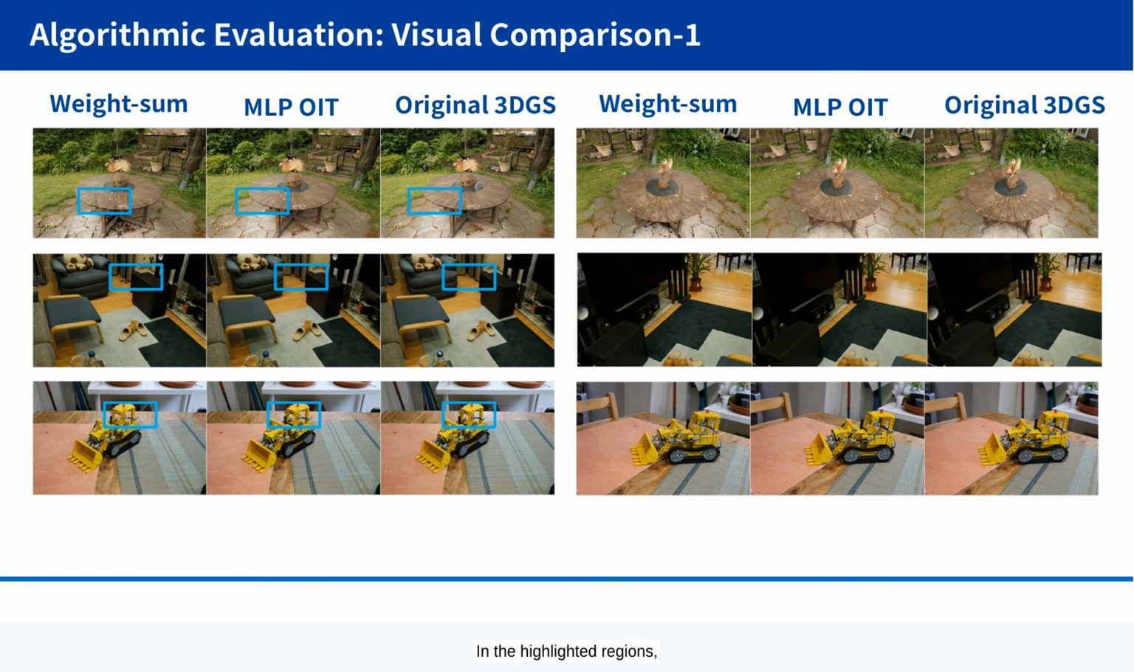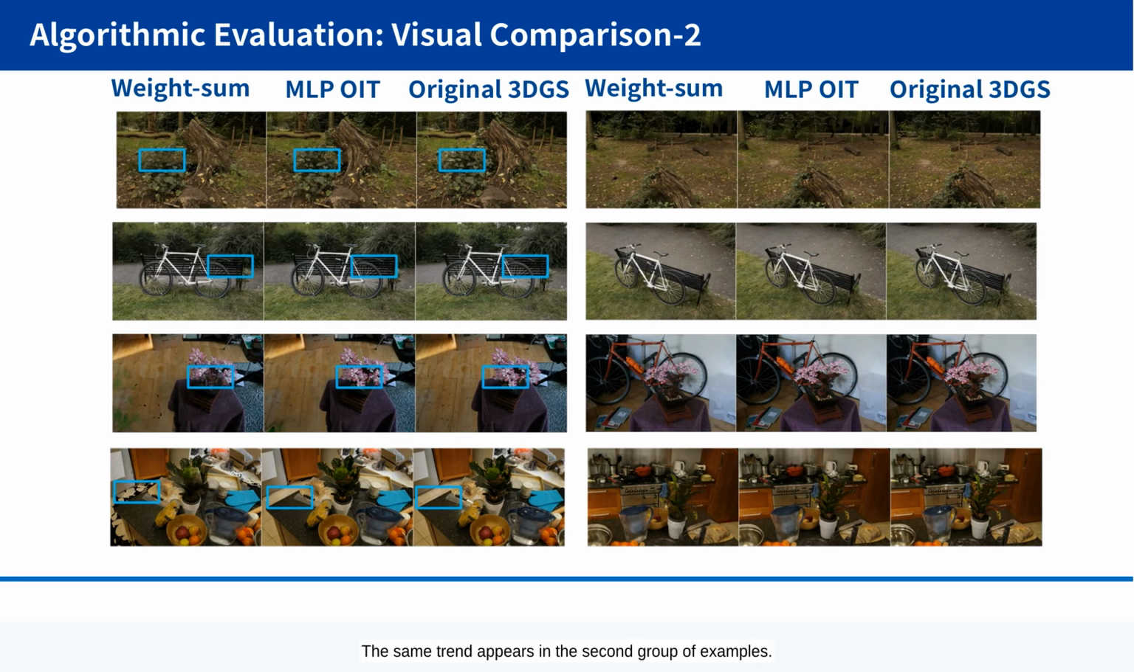In the highlighted regions, weight sum blending introduces visible artifacts, because its simple weighting does not capture local occlusion well. The MLP-based OIT result better preserves depth layering and appears closer to original sorted 3DGS. The same trend appears in the second group of examples. Weight sum still shows local blending artifacts, while MLP-based OIT more closely matches the sorted 3DGS reference. These two visual examples reinforce the main algorithmic message. Sorting-free rendering can preserve visual quality when the transmittance model is learned rather than manually fixed.